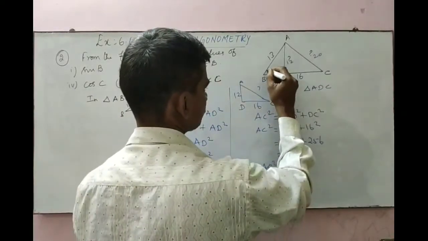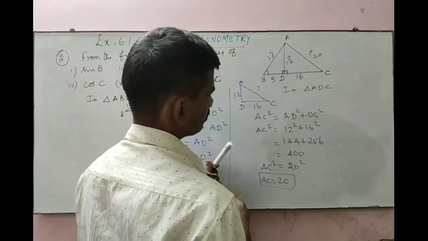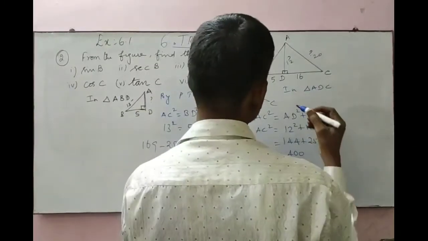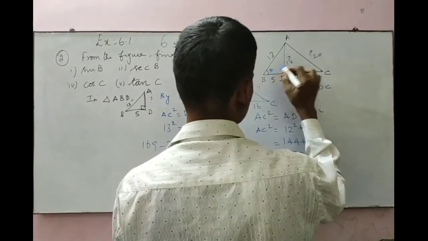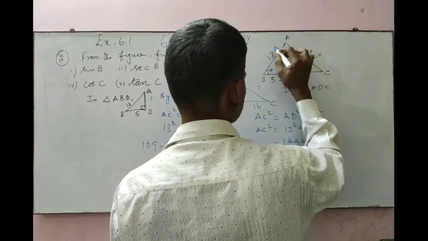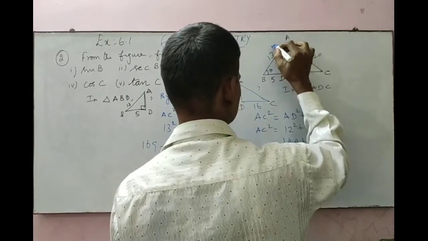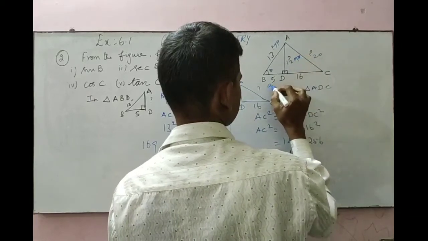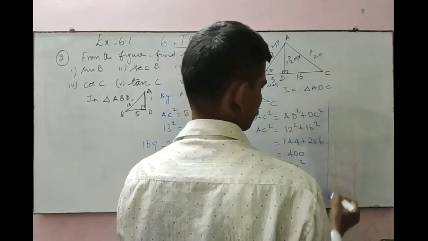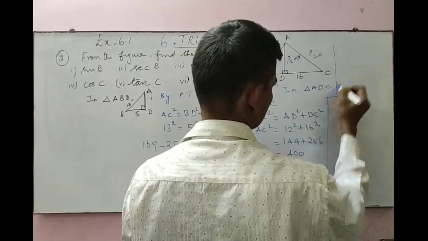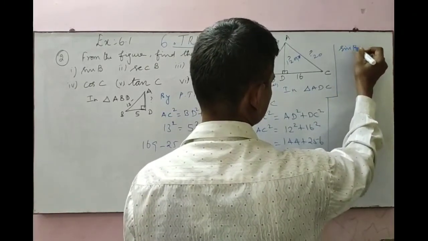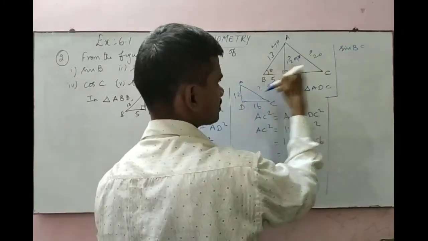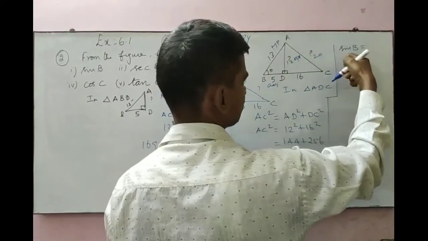If B is theta, then you have to write the sides. If this is theta, this side is the opposite side and this is the hypotenuse. This is the hypotenuse side, this is the opposite side, and this side is called the adjacent side. So first I am going to write the value of sin B. If this is theta, what is the formula for sin theta?